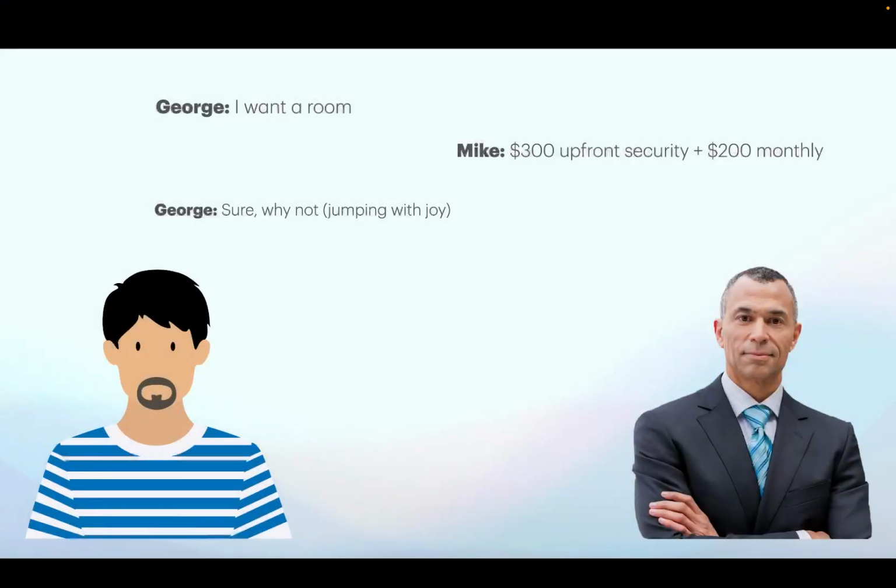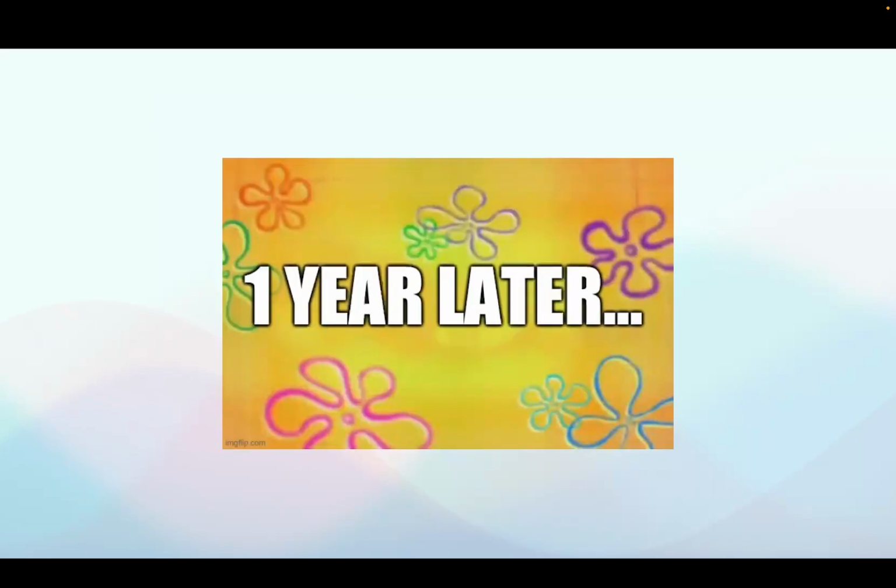So let's take an example of George. He wanted a room. Mike says $300 upfront security plus $200 monthly. George says sure, why not, jumping with joy. After a year, the situation is very different.